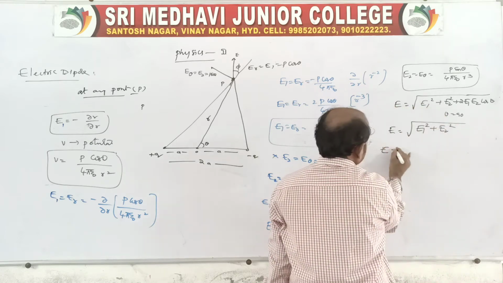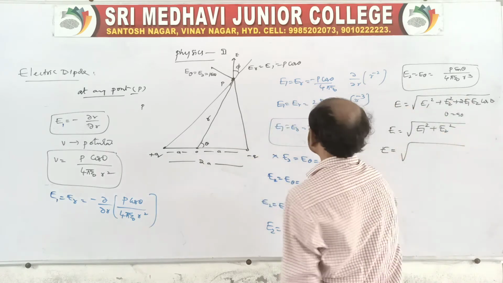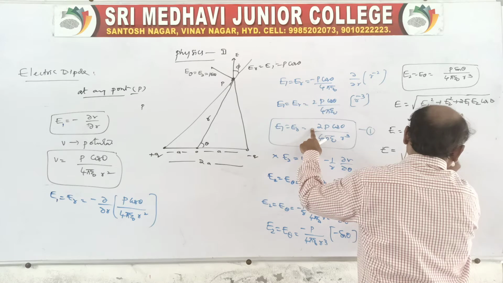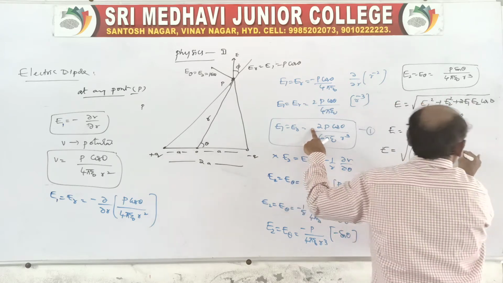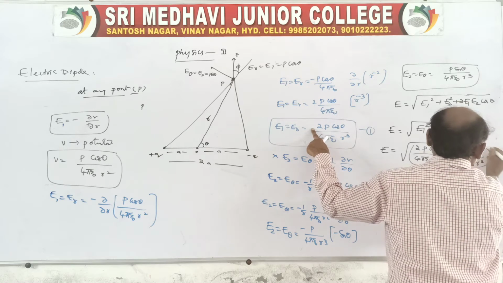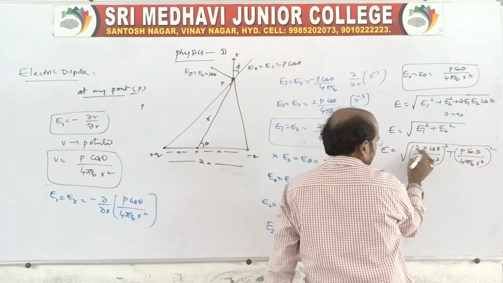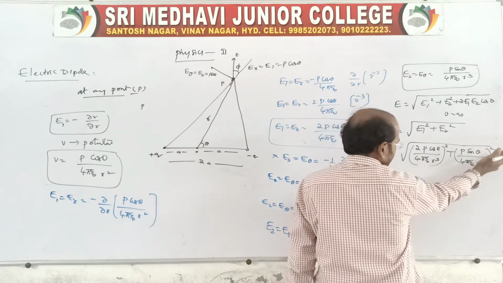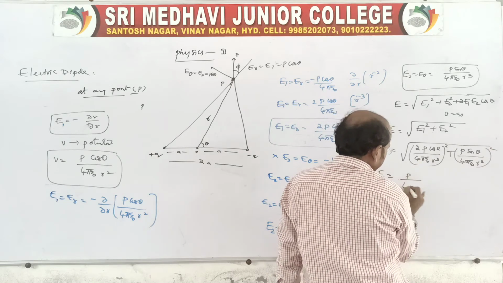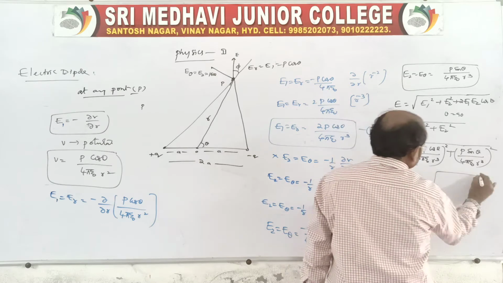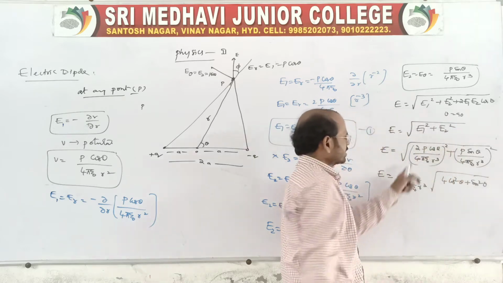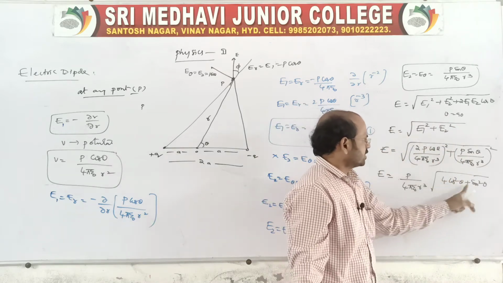So E is equal to root over E1, which we know is 2p cos theta by 4 pi epsilon naught R cube, whole square, plus E2, which we also know is p sin theta by 4 pi epsilon naught R cube, whole square. Taking the common factor p by 4 pi epsilon naught R cube out of the root, we get root over 4 cos square theta plus sin square theta, because 2 square is 4.